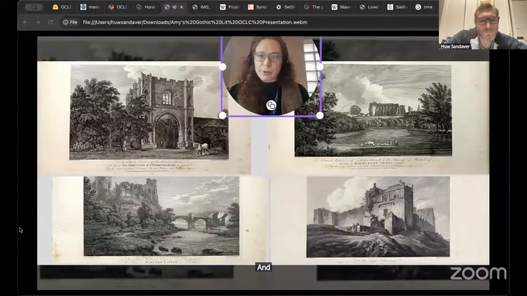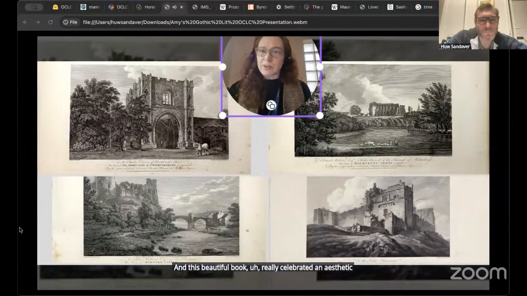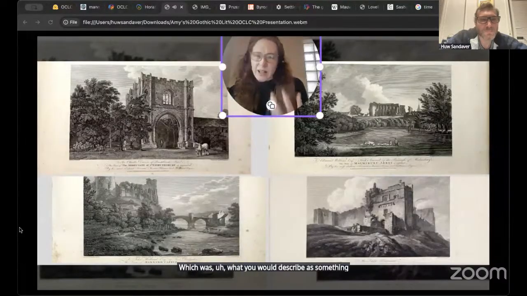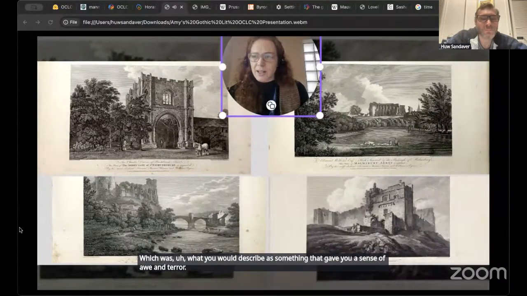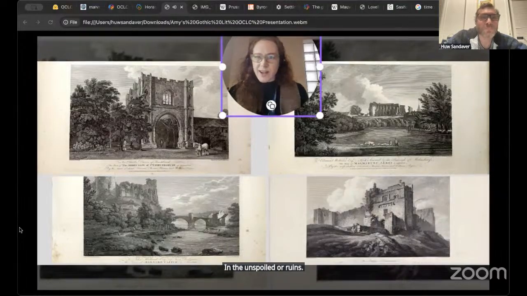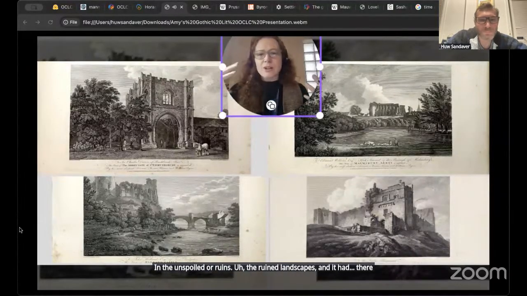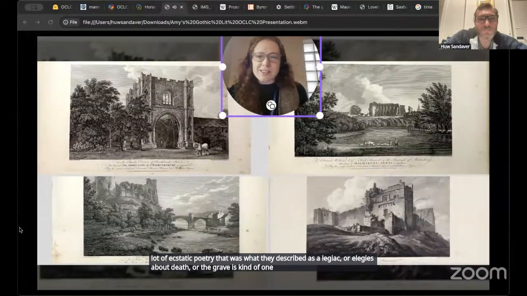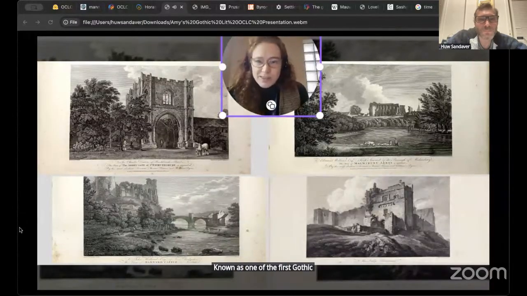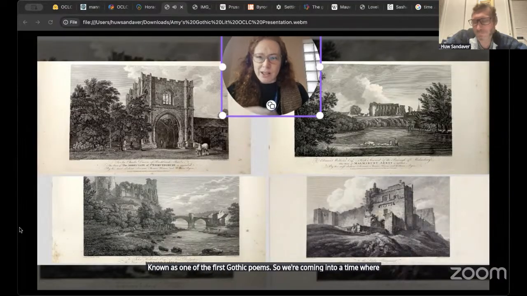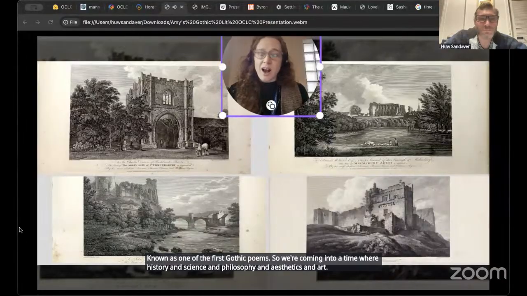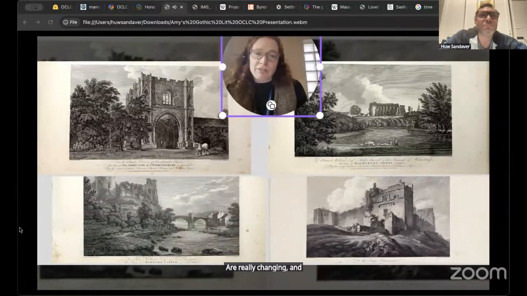And this beautiful book really celebrated an aesthetic that was popular at the time called the sublime, which you would describe as something that gave you a sense of awe and terror in the unspoiled or ruined landscapes. And there was a lot of ecstatic poetry that they described as elegiac, or elegies about death, and The Grave is one of the first known Gothic poems. So we're coming into a time where history and science and philosophy and aesthetics and art are really changing, and they're very fascinating to us.